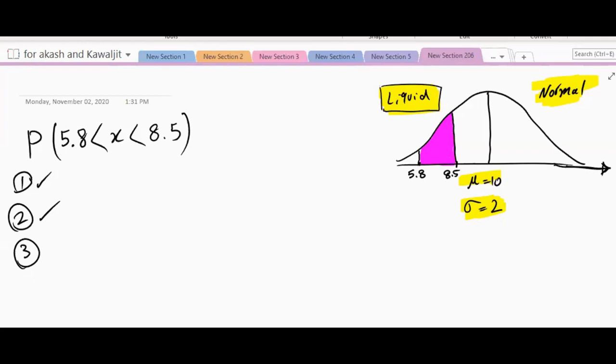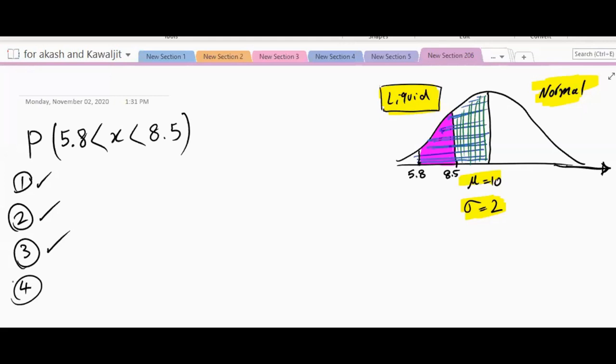So instead of that, we will find this area first, and then we will find this area. And when we subtract the two areas, then we will find the area of interest. So I think we identified the areas of interest. What is the next step? Find the area in the table.